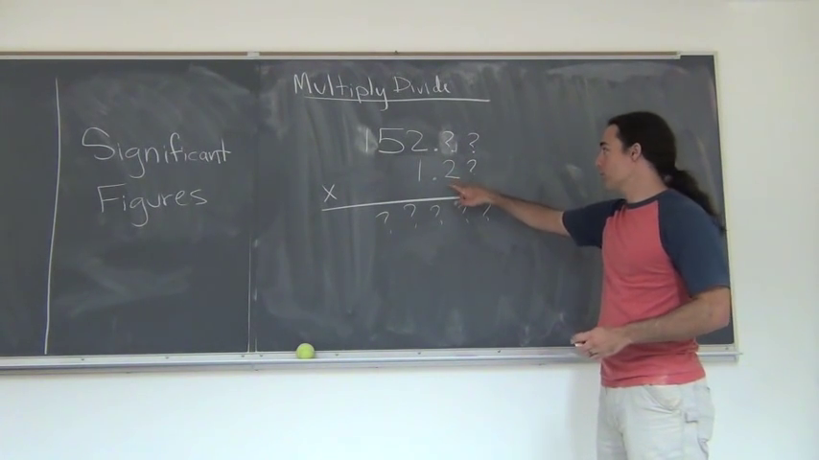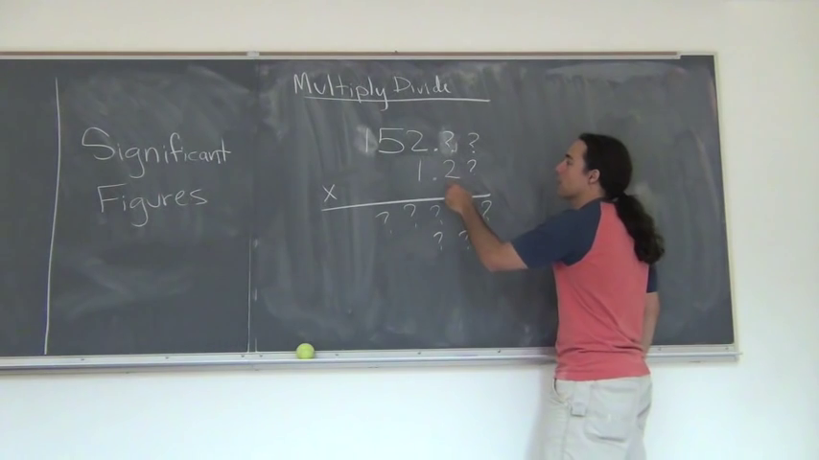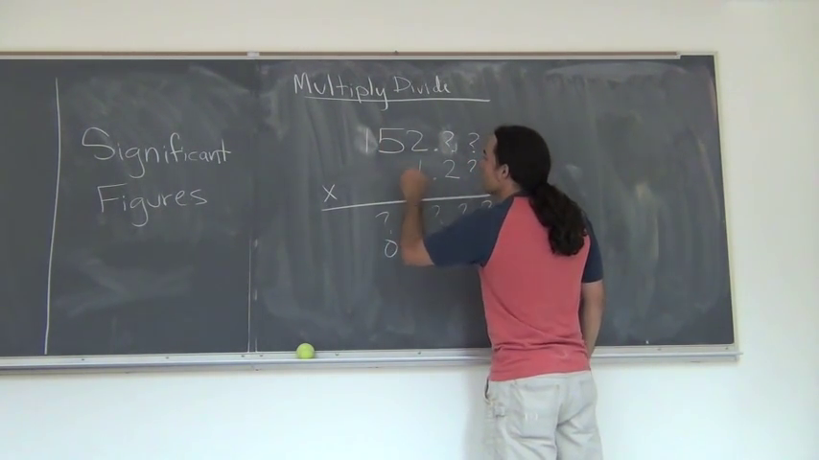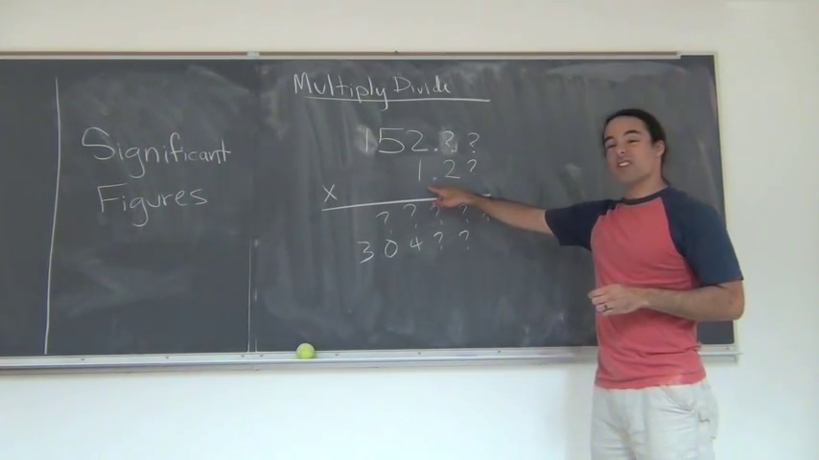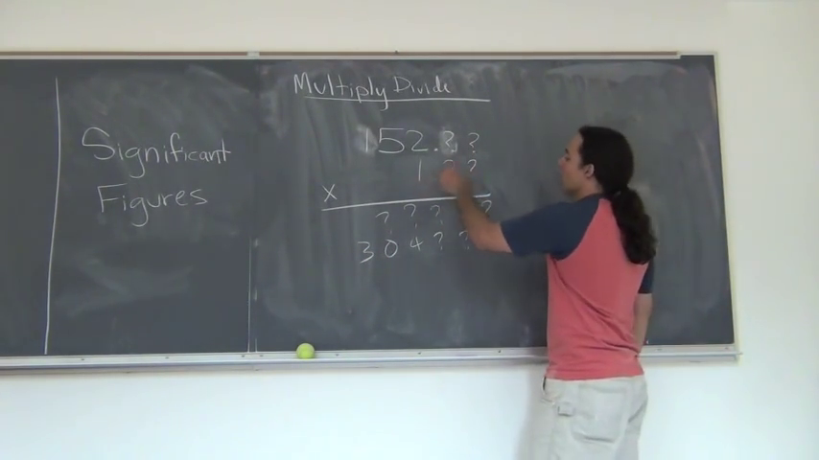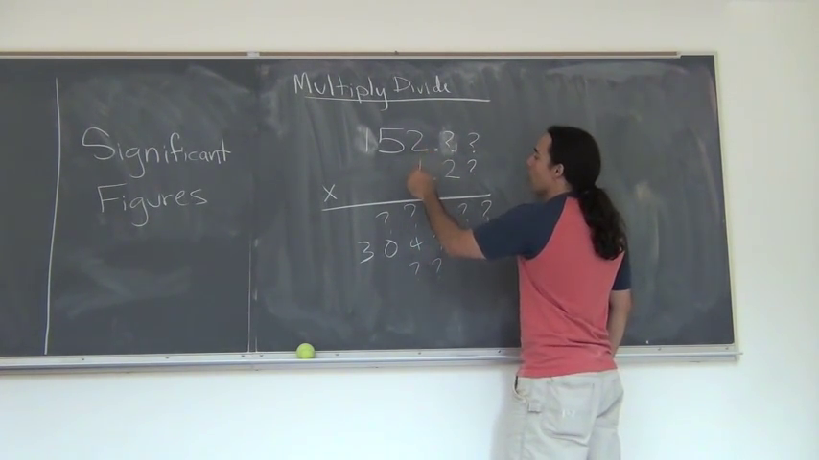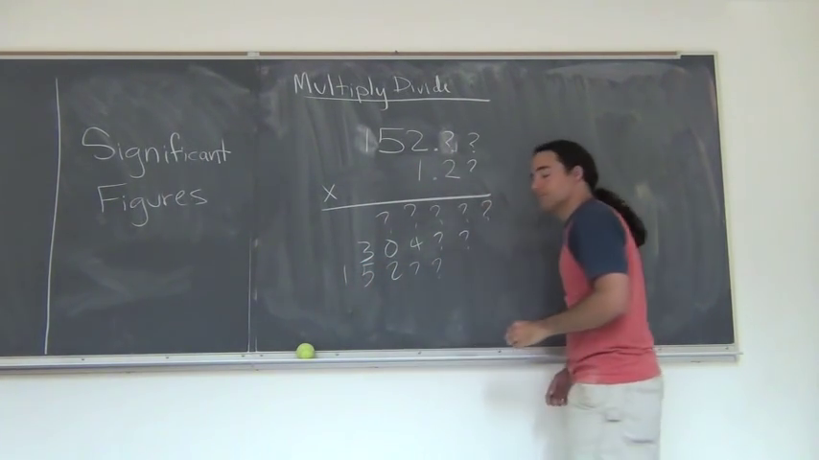Now we go to the 2. 2 times something I don't know, again something I don't know. 2 times something I don't know is something I don't know. 2 times 2 is 4. 2 times 5 is 10, carry the 1. Times 2 gives me 3. I'll do the same thing one more time. 1 times something I don't know is something I don't know, times something I don't know is something I don't know. 1 times 2 is 2, times 5 is 5, times 1 is 1.